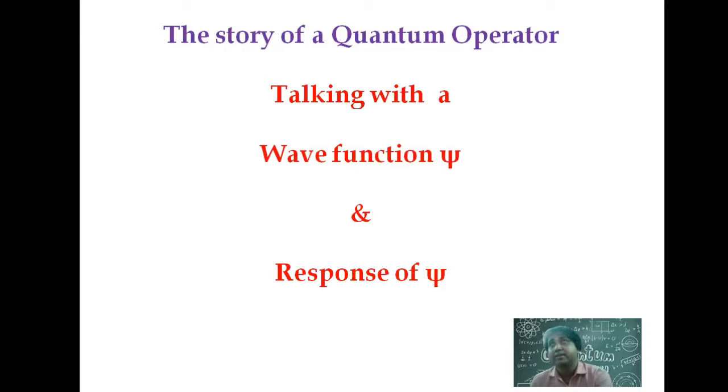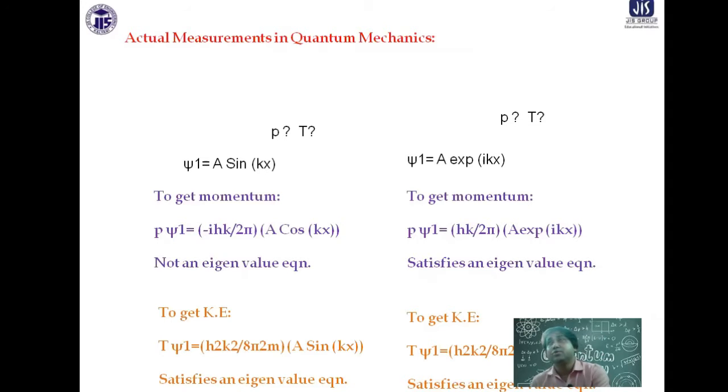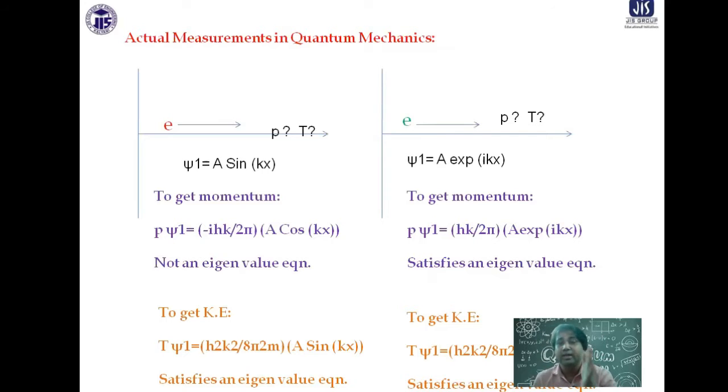So I told you last day, suppose there are two problems. The first problem is an electron moving. Suppose this is the wave function, the same problem I did last day. I have solved the Schrodinger equation. It is sine kx. I wish to know two data, momentum and kinetic energy. So who knows this data? Psi knows this. Act on psi. So the operator of momentum will act on psi 1 and kinetic energy will act on psi 1.